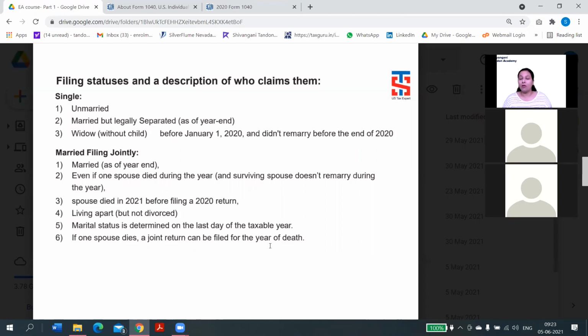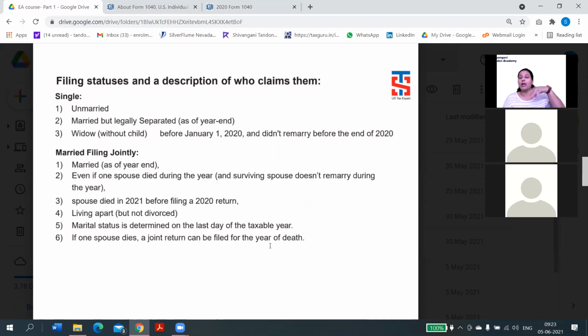Living apart but not divorced. If they are not divorced but living apart, they still get a filing status of MFJ. Marital status is determined on the last day of the taxable year. The important points are mentioned here in the slides. When you go to the book, a lot more is given in much detail. Okay. So marital status is determined on the last day of the taxable year.